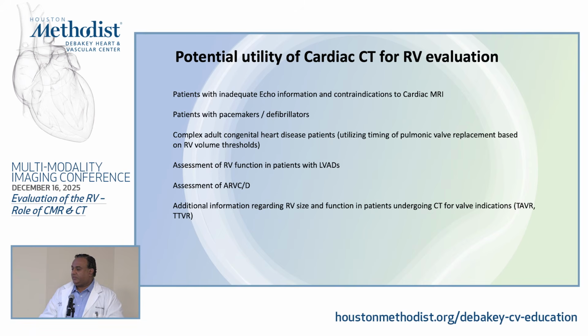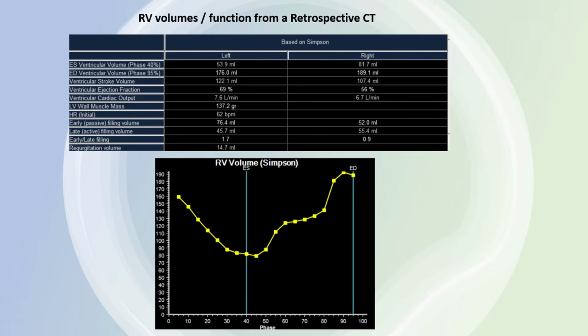Dr. Shah showed you a clinical case, and I'll show you a paper that addresses that. And then this obviously gives you additional information regarding RV size and function in patients who are already undergoing CT for another indication, such as a TAVR or a TTVR. So the software will construct these curves for you.